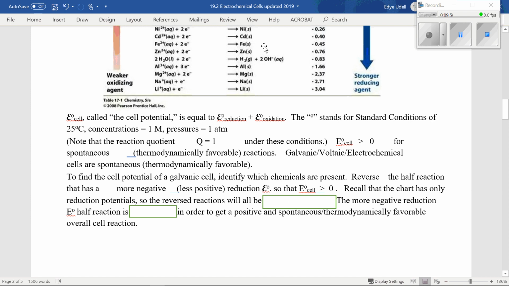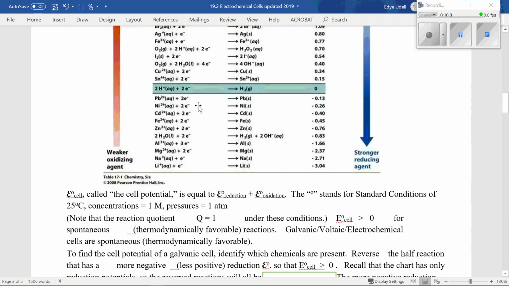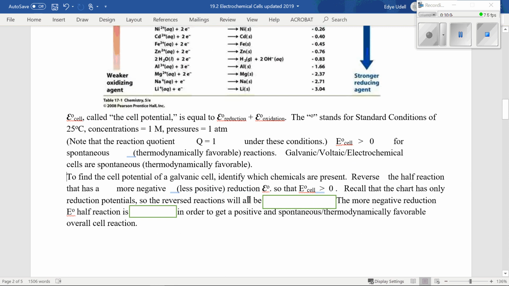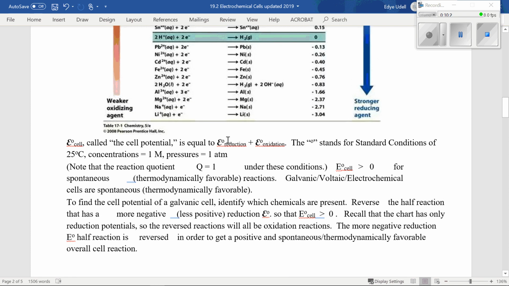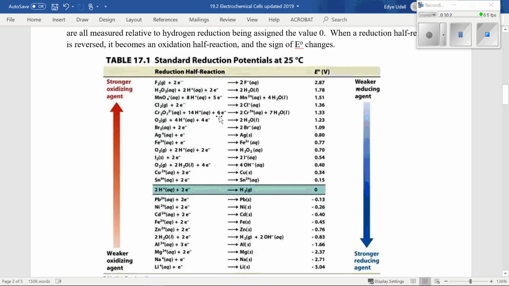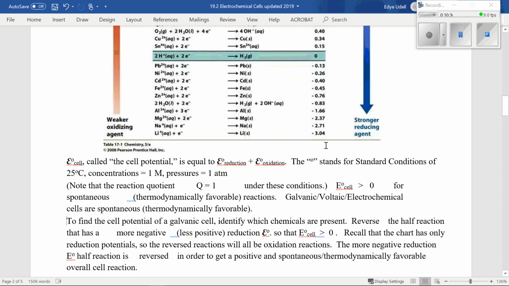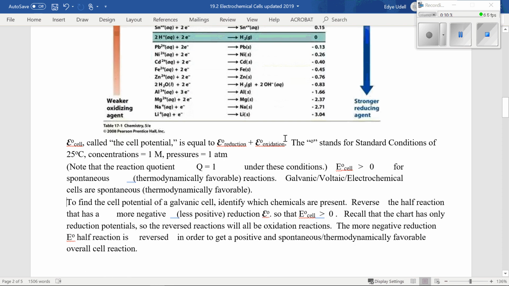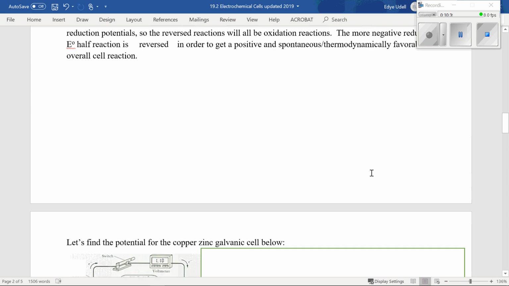So this chart that we have here, the standard reduction potentials, has only reduction potentials. So the reversed reactions will all be oxidation reactions. And the more negative reduction half reaction potential is reversed in order to get a positive and spontaneous or thermodynamically favorable overall cell reaction. Since we add the reduction and the oxidation potentials, and we have to reverse one of the two half reactions, you're going to reverse the one that is more negative. So when you add it to the one that was more positive, you will get a number that is greater than 0, which is what we are looking for in galvanic cells.